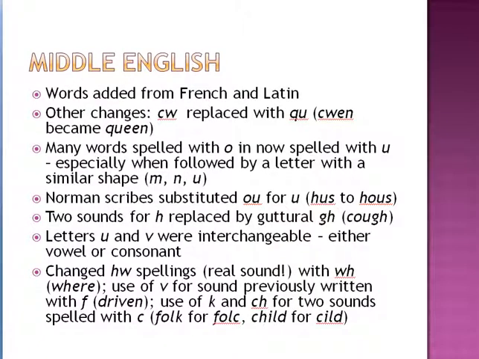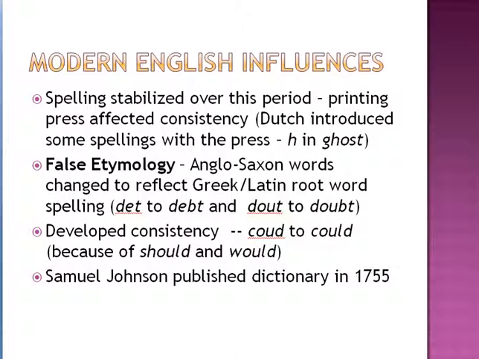Middle English, one of the things that I thought was really interesting about this is that two sounds were made for the letter H, for example, like in cough with a GH. Letters U and V were interchangeable. They could either be vowels or consonants, which I thought was really interesting. And another interesting thing is that they changed HW to WH for those words because that's how it really sounds. So thinking about how that was before, it probably was more difficult to spell back in these periods of time. Modern English was really stabilized over this period of time.